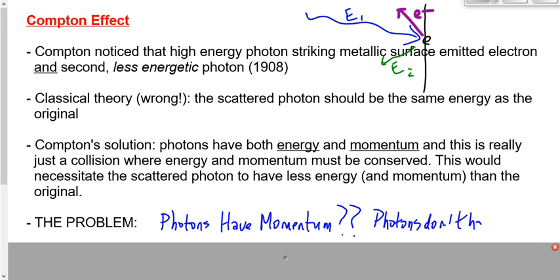What's the equation for momentum? M times V, right? P is equal to M times V. How can photons have momentum when they don't have mass? We'll deal with that in just a second. But understand that his explanation here is going to work, and his explanation is a quantum explanation as opposed to a classical explanation. It is a post-Einstein correct explanation as opposed to a pre-Einstein incorrect or incomplete observation, or explanation, I should say.